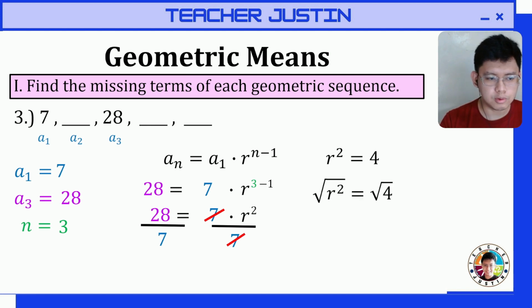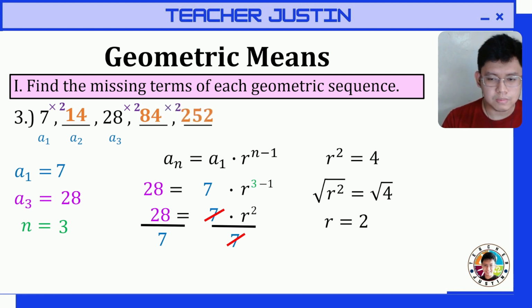So, the square root of both sides, r squared will be r. And square root of 4 will be 2. And that will be our common ratio. So, for the first term, i-multiply natin siya by 2. So, the second term will be 14. 14 times 2 will be 28. 28 times 2 will be 84. And 84 times 2 is 252. And that will complete our geometric sequence.